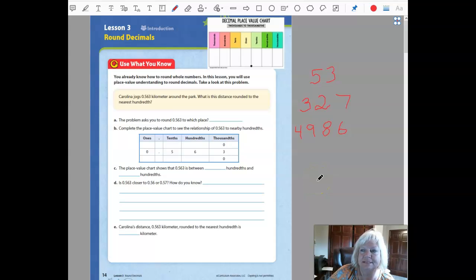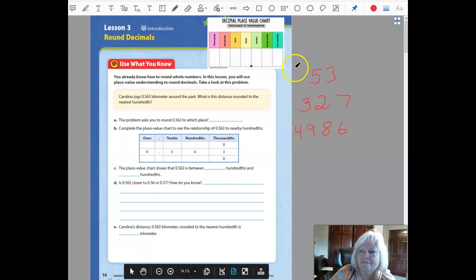Hi, fifth graders. Today we're going to look at lesson 3. We're in unit 1, lesson 3, and it's on pages 14 and 15 in your OWL book. So go ahead and pause this video and get your OWL book out so that you are ready to write.